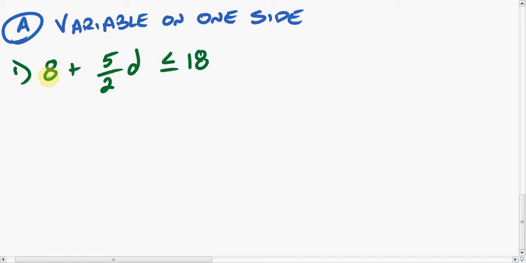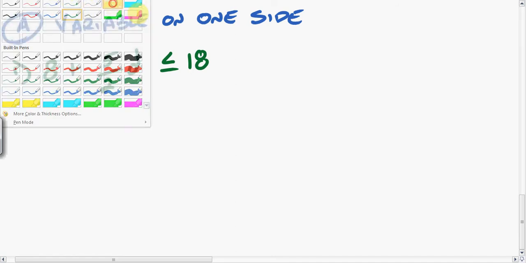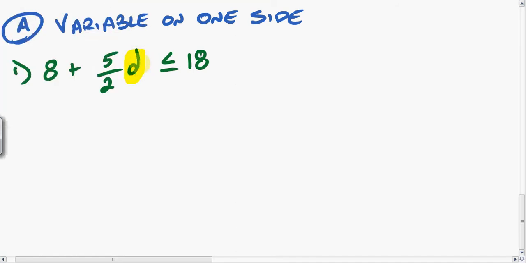So we're first going to start here with letter A, variable on one side, and I have a problem up here for us. It says 8 plus 5 halves d is less than or equal to 18. As I said in the previous video, solving an inequality is very similar to solving an equation, where we want to isolate our variable. The variable we're interested in is d, so we want to get d all by itself.